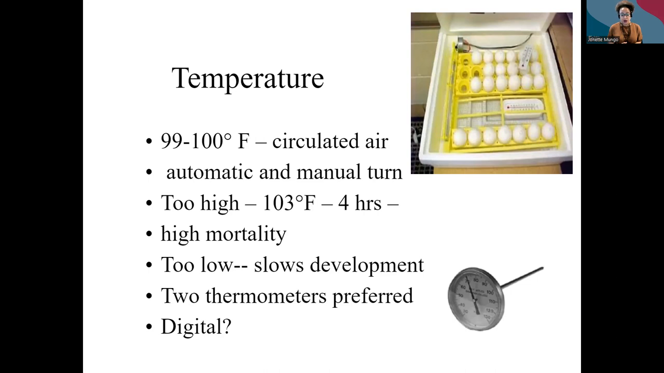A temperature that's too high, 103 degrees Fahrenheit for 4 hours or more, you're cooking your eggs, so you're not going to get eggs that hatch. If you set your temperature too low, under 99 degrees, then it's going to be a very slow developing egg, if it develops at all. So two thermometers are preferred, one for humidity, one for temperature. You can do digital or you can do the analog ones that you see there.